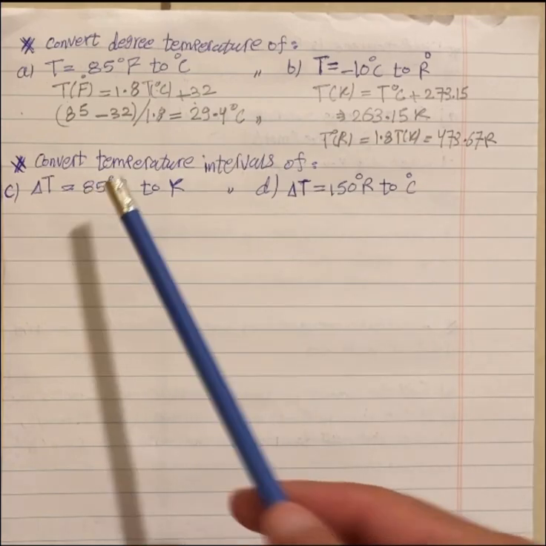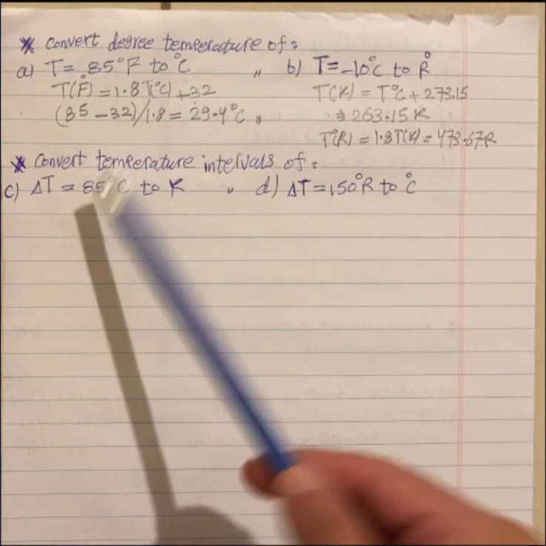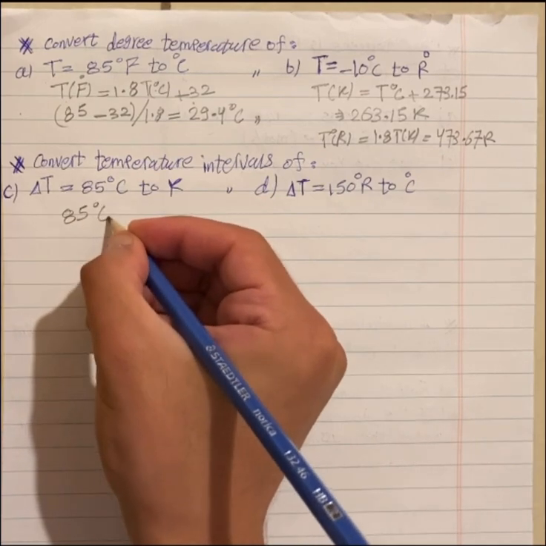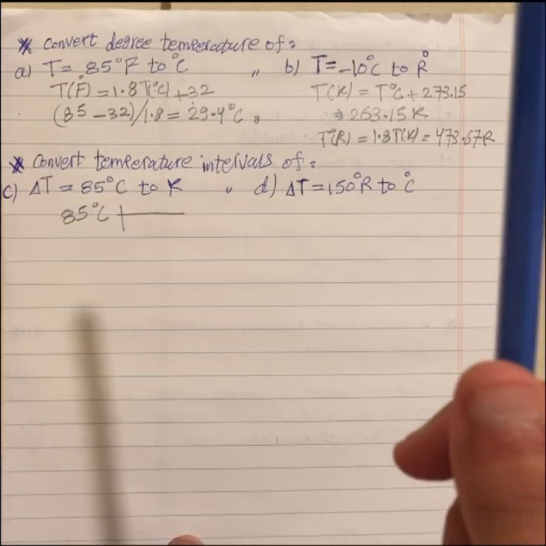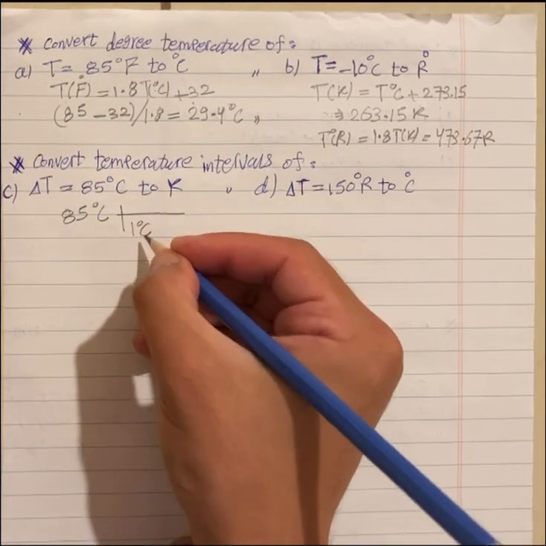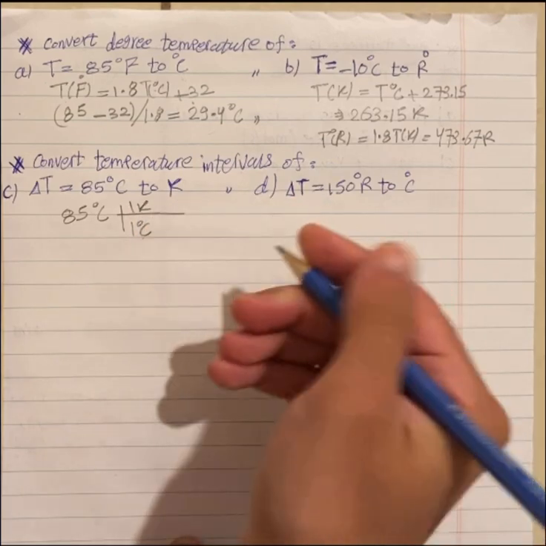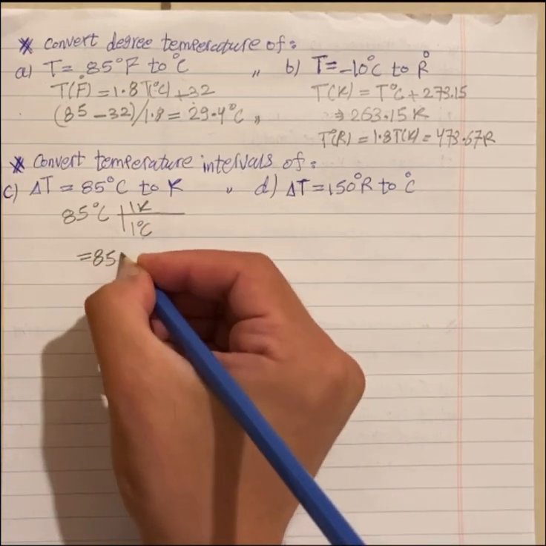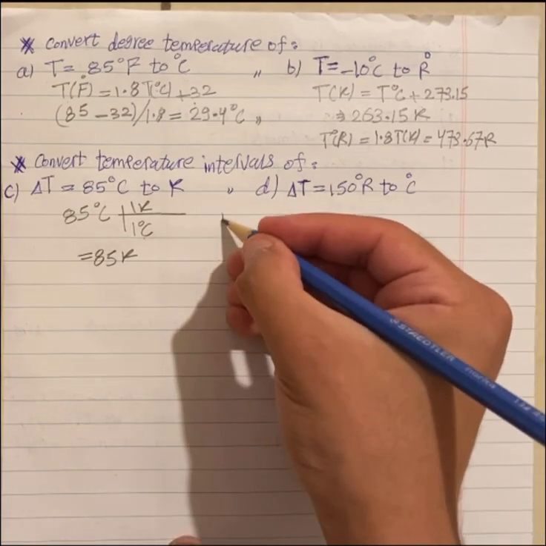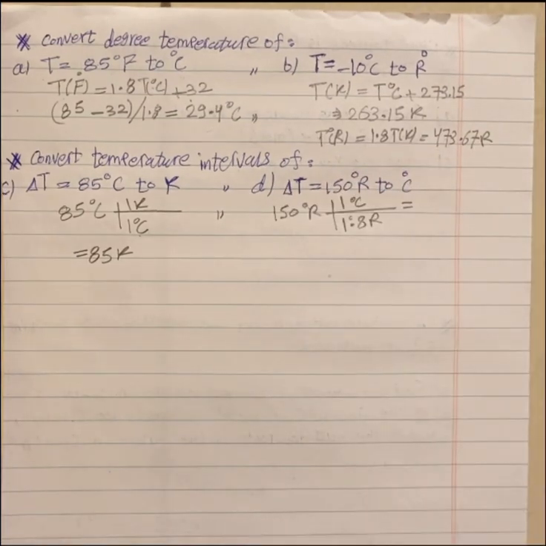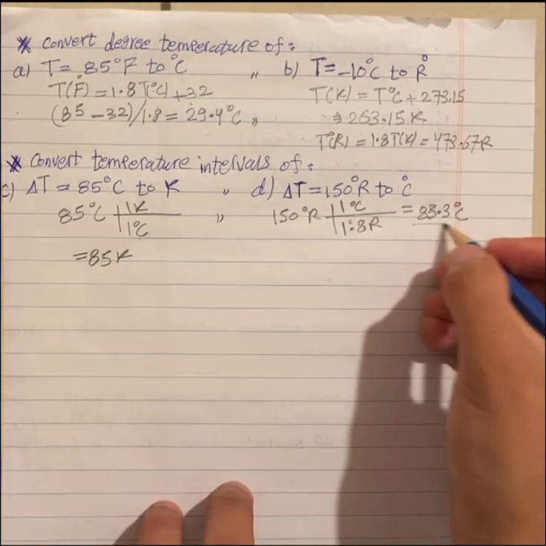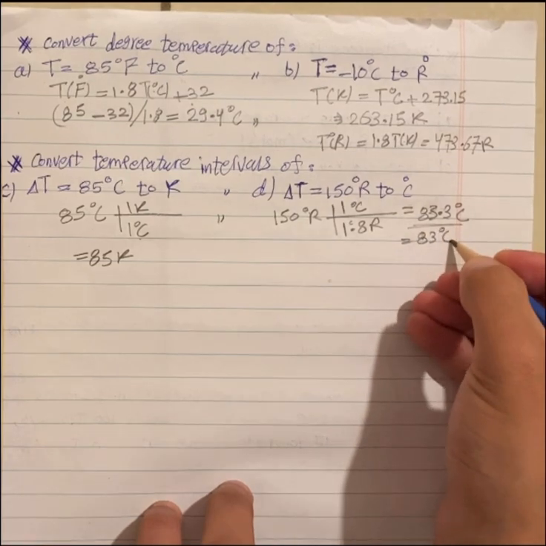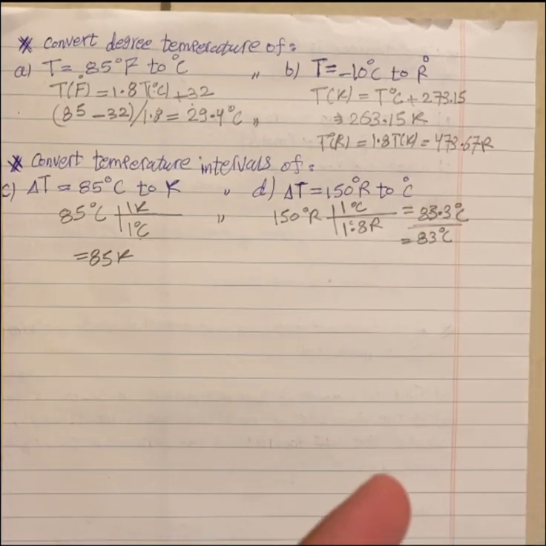What we found here is the equivalent temperature, the degree temperature. But if they asked us about the interval, also written delta T, not an exact, specific temperature, then we know that 1 degree Celsius interval is the same as 1 Kelvin interval, and so the answer will be 85 Kelvin. Intervals make our life easy. For part D, divide by 1.8, 83.3 degrees Celsius interval. It's more likely to make it 83 because we are talking about an interval. There is no decimal in an interval. You have to put an integer number, let's say.